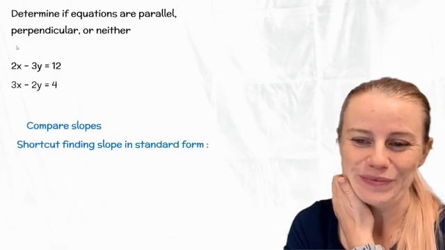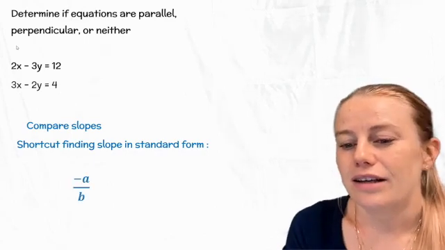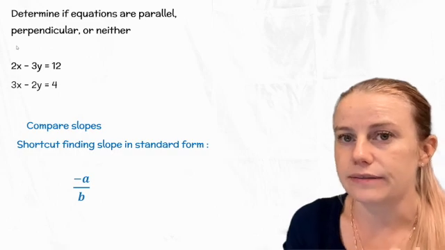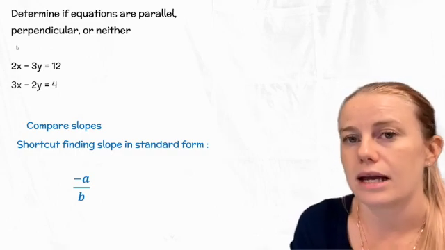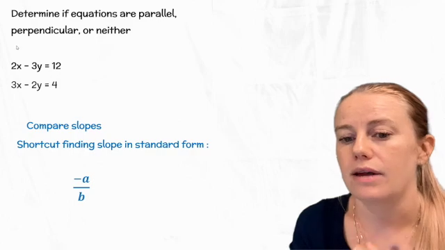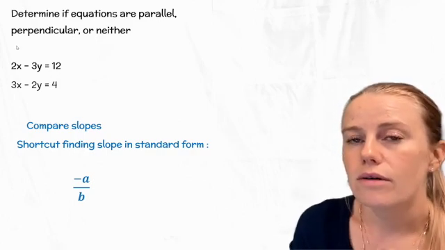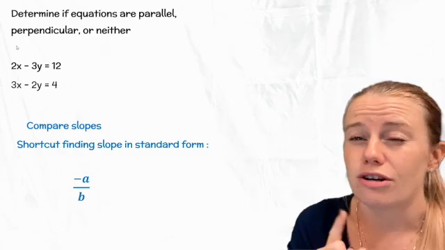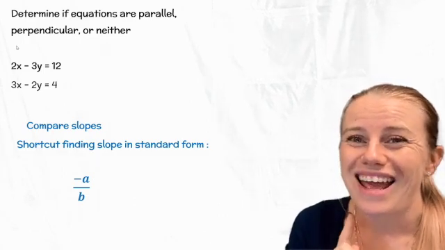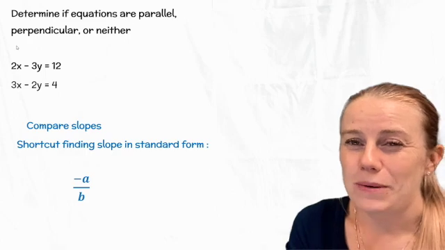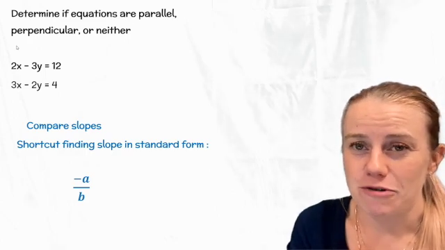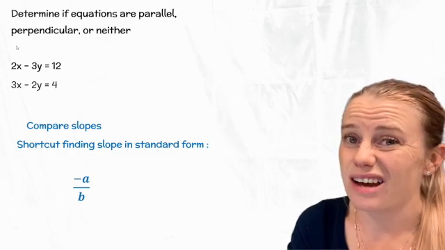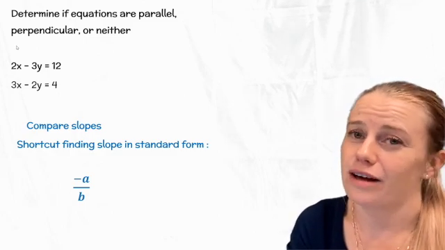So you can take the opposite of A. So if A is positive, make A negative, and vice versa. If A is negative, make A positive, over B, and that's going to be our slope. If you don't believe me, then rewrite both of these into your slope-intercept form and tell me what the slope is. And if they don't match what I have, then we got a problem.